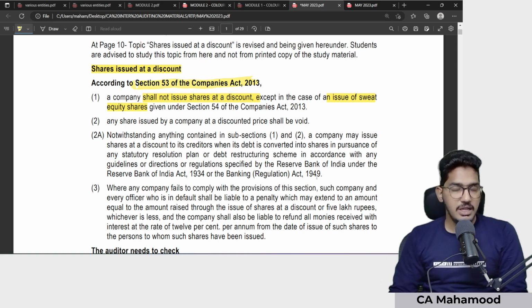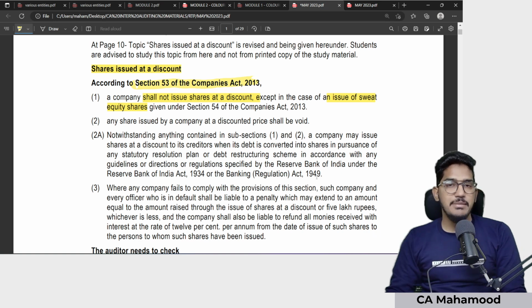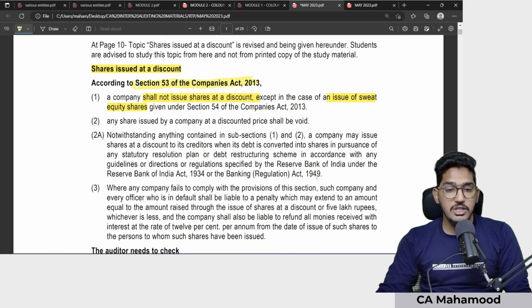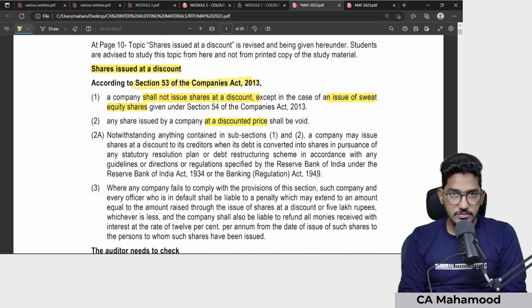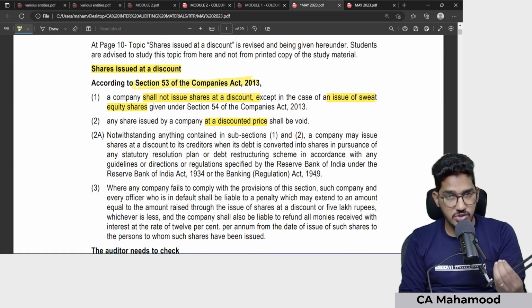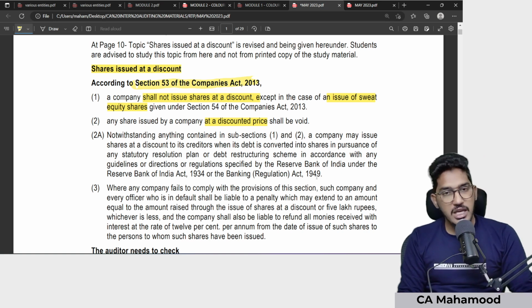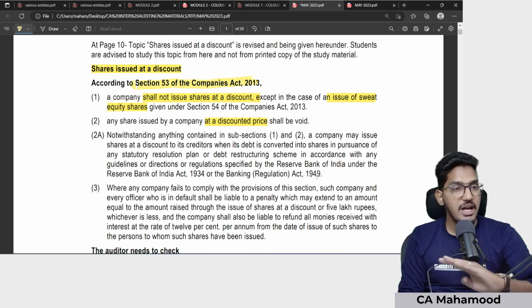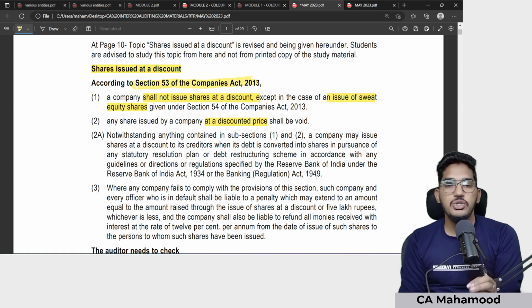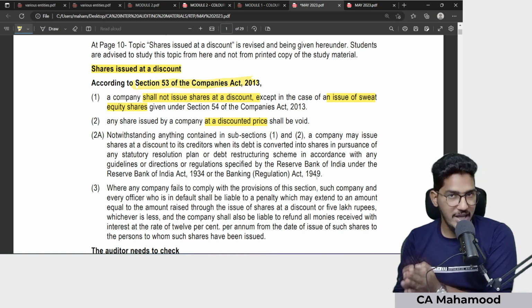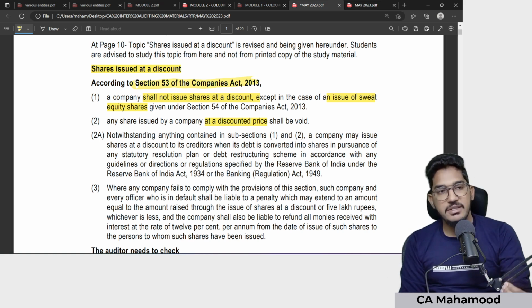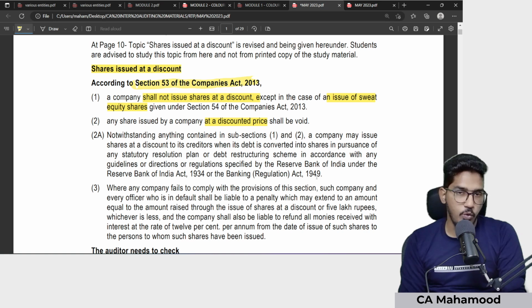So what does the Act say? The company shall not issue shares at a discount except when the shares are issued as sweat equity shares. Also, any shares issued by a company at a discounted price will be considered void, except shares issued as sweat equity shares. In all other cases, even if the company has issued the shares at a discount, other than sweat equity shares, that will be completely void. That issue of shares will not have any kind of legal validity. The shareholders will not get any kind of rights on those shares. So the shares issued at a discounted price will be completely void.